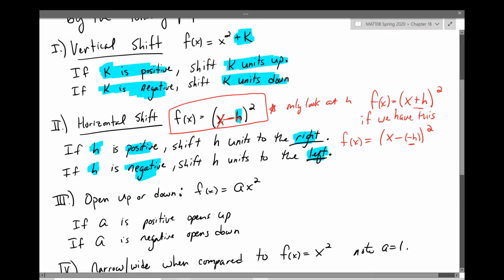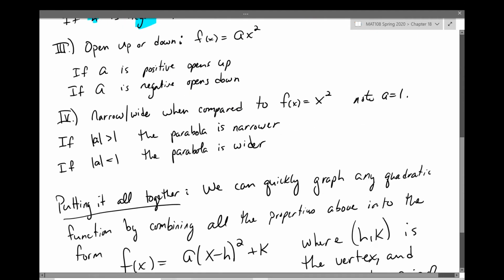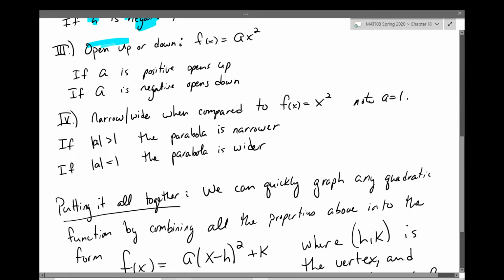So now we're going to look at whether or not the parabola opens up or opens down, okay? So what you're concerned with is the coefficient of the x squared term, okay? So if the a is positive, then it opens up. And if a is negative, it opens down, all right? I think we already knew that one.